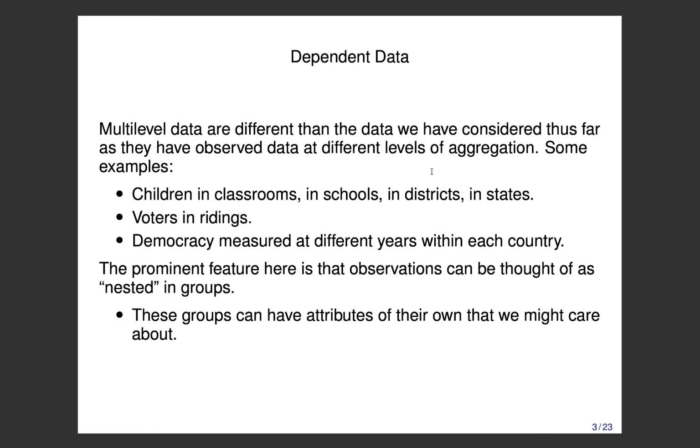Another good example is voters in political ridings. So there might be something about the riding itself that would explain vote on top of the characteristics of the voters themselves. And we might have democracy measured at different years within each country, right? In all of these, a prominent feature is that the observations can be thought of as nested in groups. And like we talked about, these groups can have attributes of their own that we might care about or that might be useful for helping us predict some outcome at the individual or lowest observation level.